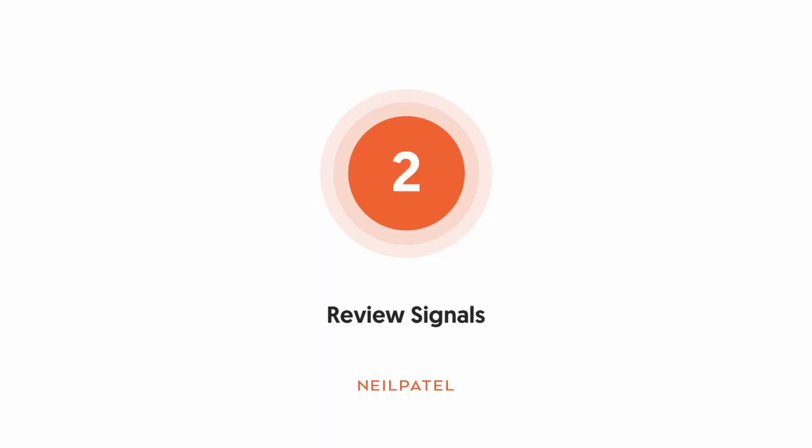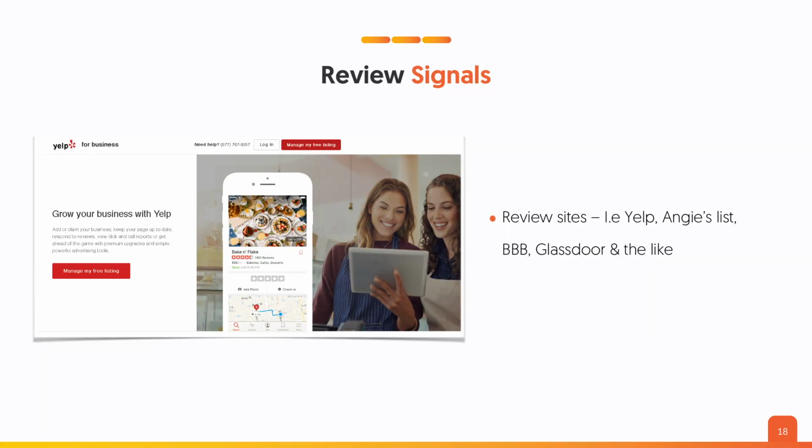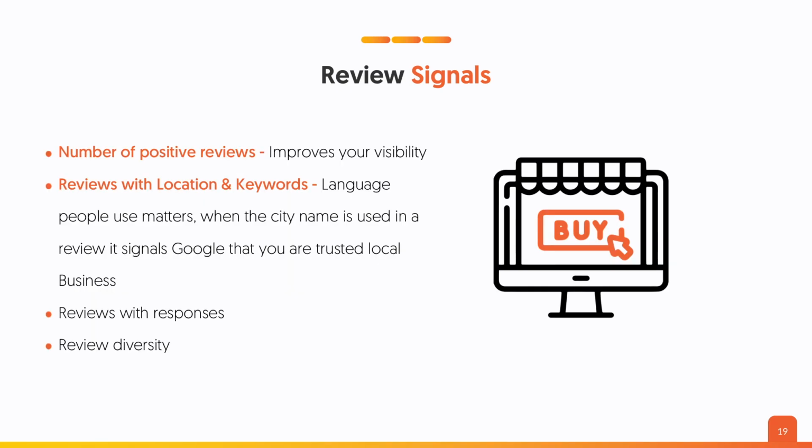The next factor is review signals. With reviews, sites like Yelp, Angie's List, Better Business Bureau, Glassdoor, those are all examples of review signals and sites. And with reviews, you want a lot of positive reviews. The higher the ratings, the better. You want them in quantity, and you want reviews with your keywords in there, your location in there. And you want reviews with responses, diversity. You don't want them all to say the same thing, because the more diverse they are, we'll also find out if people talk about a specific product or service and a lot of people start talking about it, you'll start generating more sales for that product or service as well.